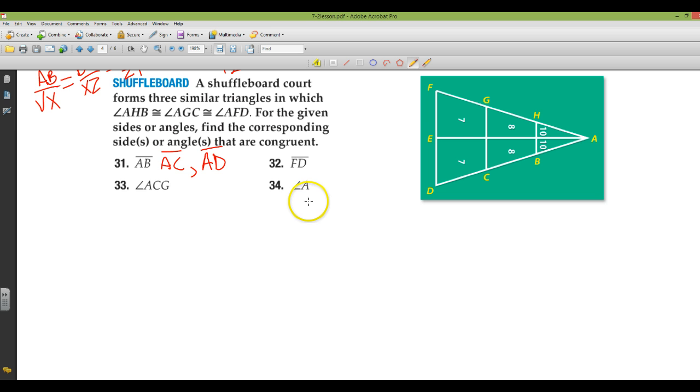For number 33, angle ACG would be congruent to these other two angles here and here. So ABH and angle ADF.